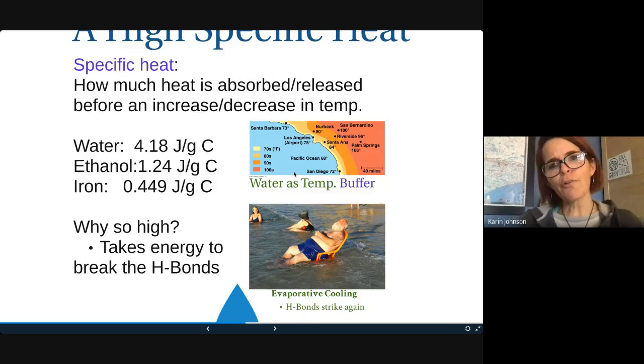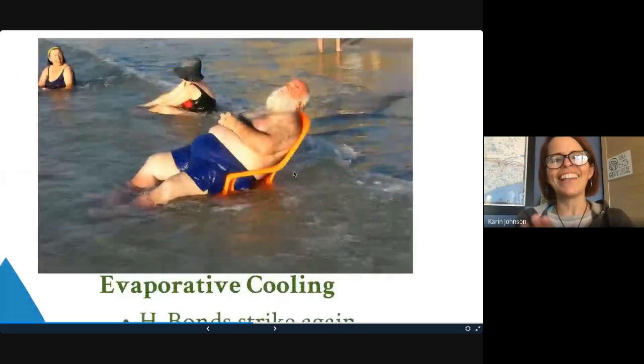So then there are other things that tie into that exact same idea. Evaporative cooling. This is a weird photo.